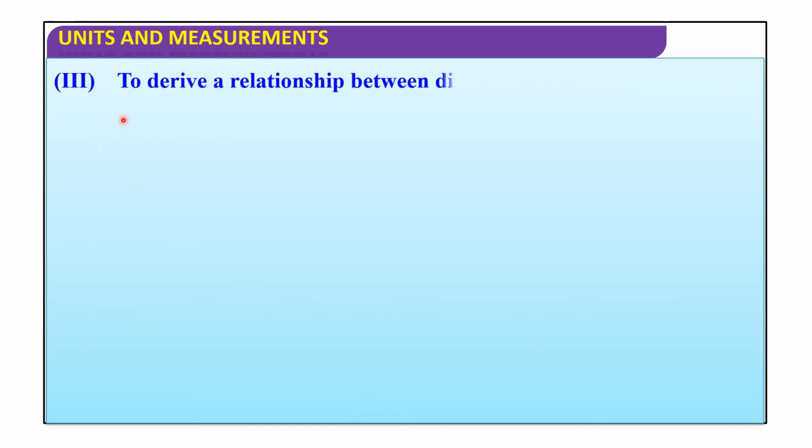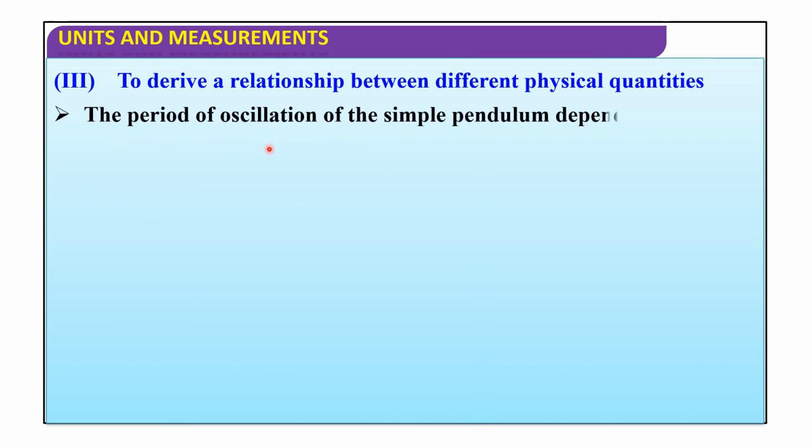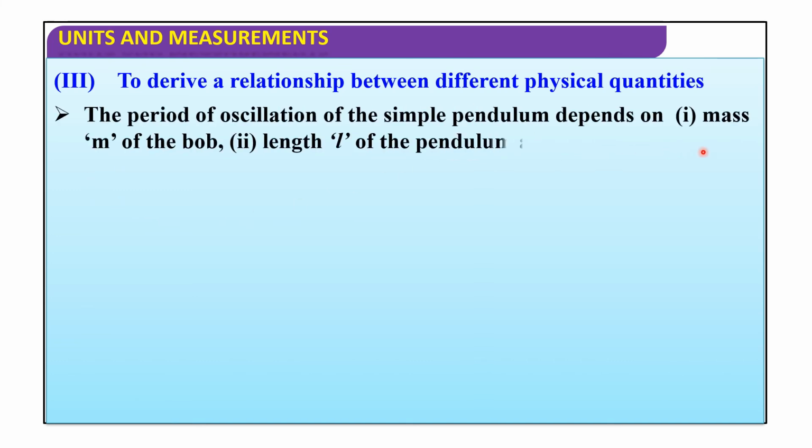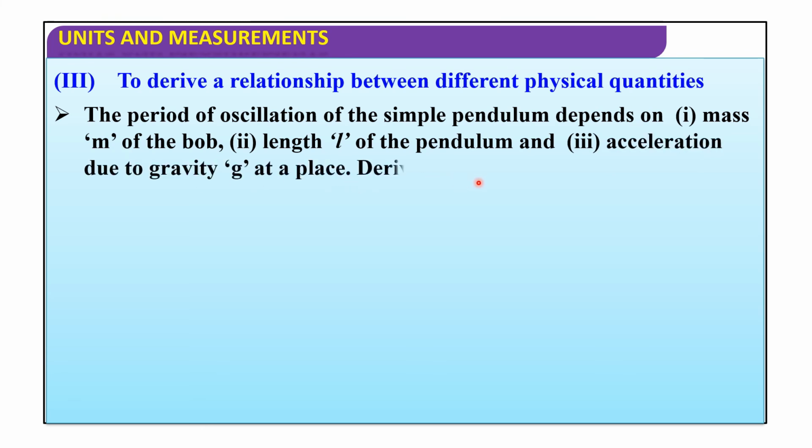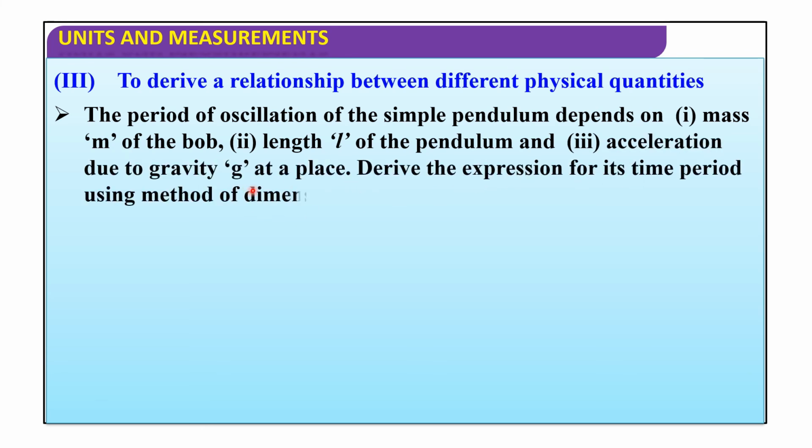Next, to derive a relationship between different physical quantities: the period of oscillation of a simple pendulum depends on the mass of the bob, the length of the pendulum and the acceleration due to gravity g at a place. So derive the expression for its time period using the method of dimensions. T is proportional to M^a, L^b, g^c. If you remove the proportionality, you put a constant. So T is equal to K, M power a, L power b, g power c. Consider this as equation number 1.